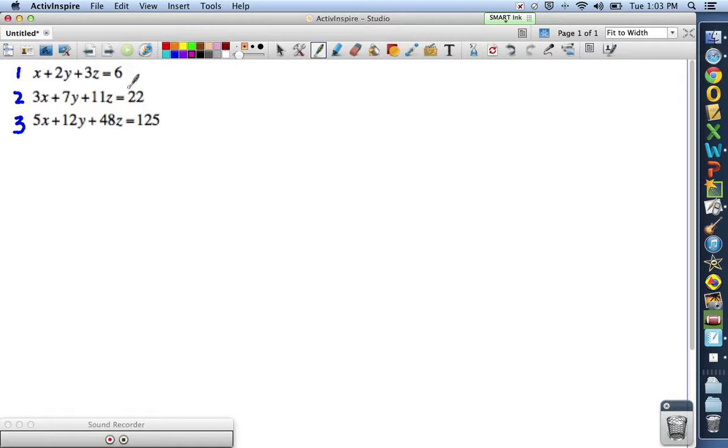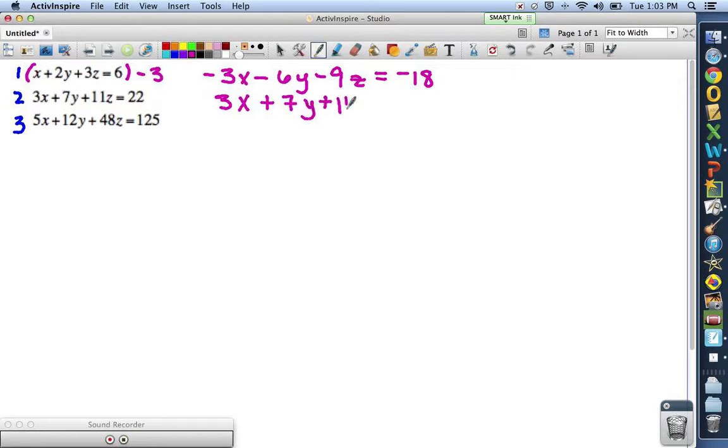So we will first multiply equation 1 times negative 3. That will allow us to have our x coefficients as opposites. So equation 1 times negative 3 gives us negative 3x minus 6y minus 9z equals negative 18. Bringing equation 2 over and just writing it underneath will allow the x coefficients to cancel out when we add the two equations.